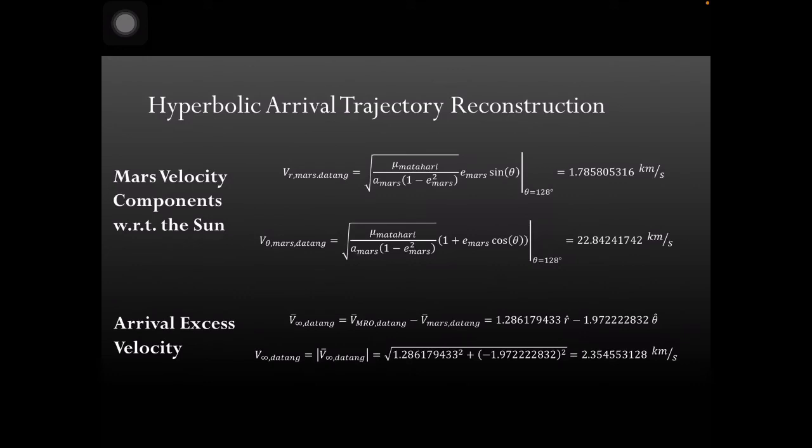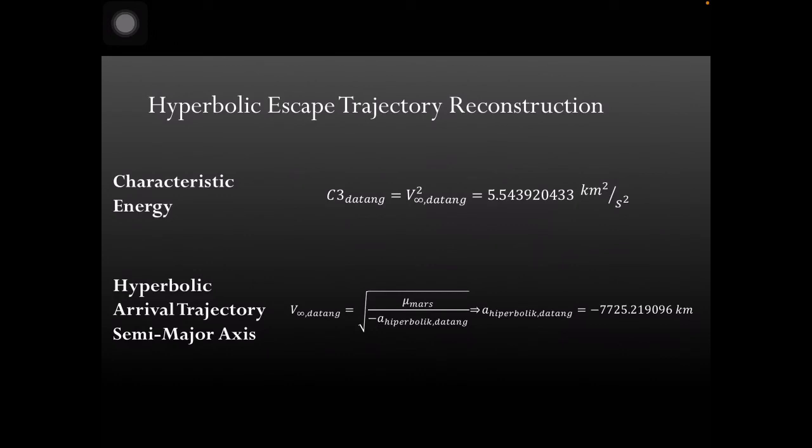After that, to obtain the arrival excess velocity, it can be done by calculating the difference of the two absolute velocities in vector form, resulting in the excess velocity also in vector form. Then by calculating its magnitude from the vector form, the excess velocity can be obtained to be around 2.35 kilometers per second. The obtained excess velocity is then used to calculate the characteristic energy, which is defined as the square of the excess velocity, and it can also be used to calculate the hyperbolic escape trajectory semi-major axis using the Vis-viva integral.